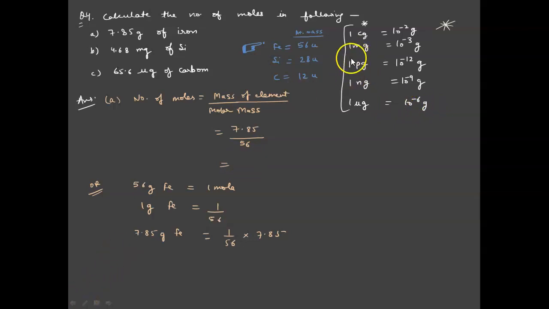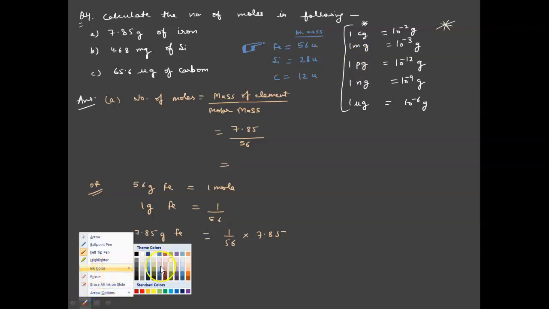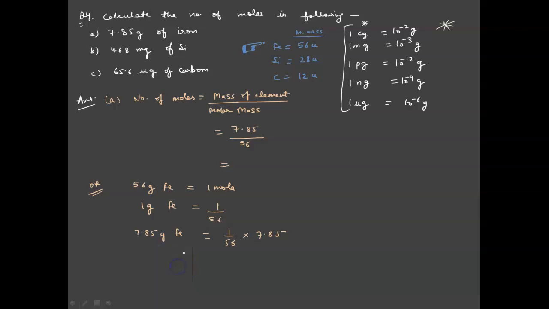So these are certain terms that we should know because they are often asked in questions. If we don't know about this, then we cannot calculate the question. So remember these terms: centi, milli, pico, nano, micro. Now comes this question: number of moles.